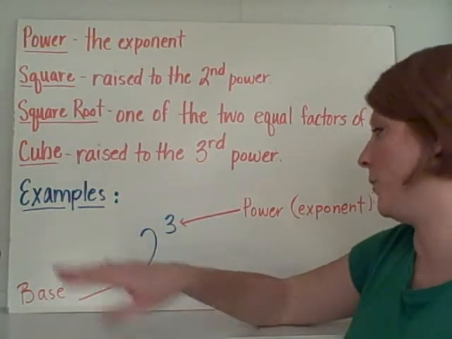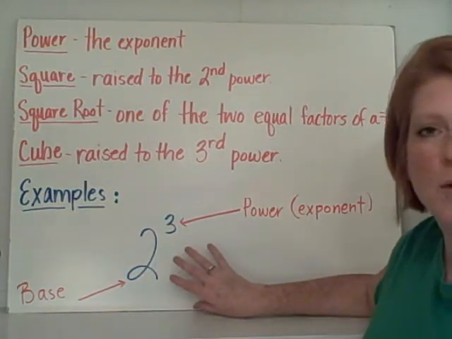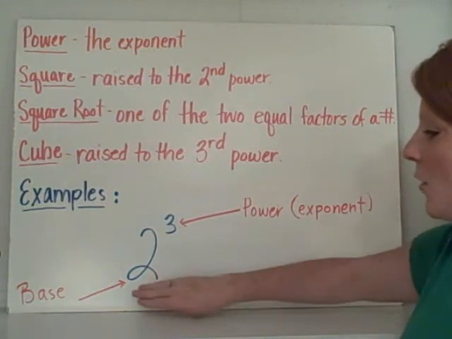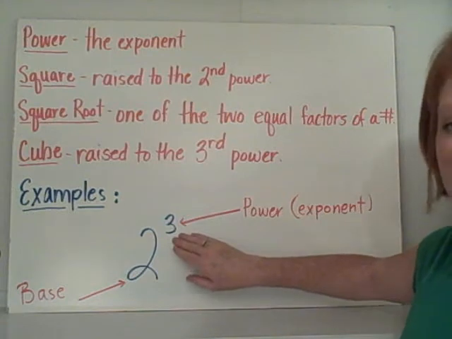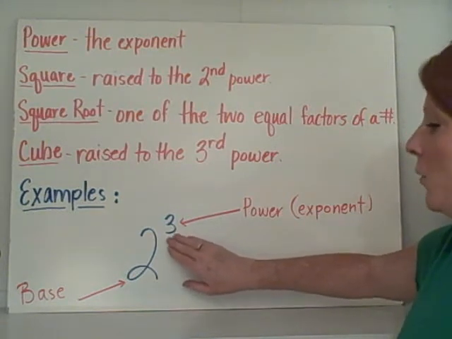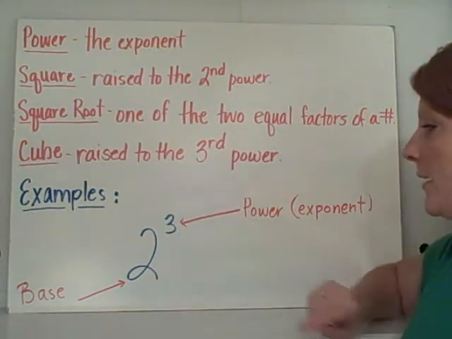Let's look at an example. This is what a number written with an exponent looks like. You have the base, which is the large 2, and you have the power or the exponent. Those two terms are interchangeable. The exponent is written smaller and up to the right, and it is a 3.